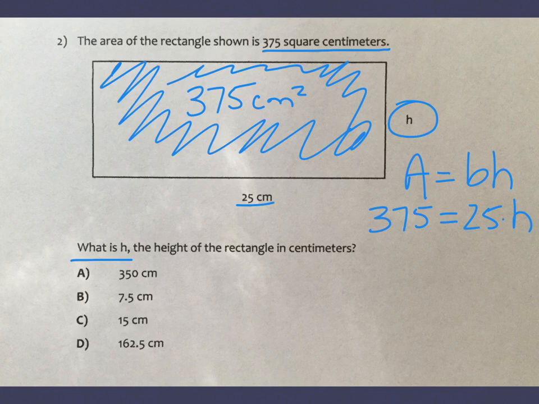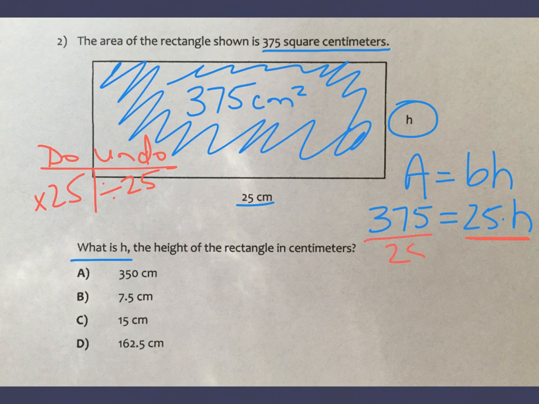375 equals 25h. So to solve like any other equation, we're going to draw up a do-undo t-chart. What's happening to the variable in our equation right now? Well, it's being multiplied by 25. So the inverse operation to isolate our variable is to divide by 25. We will divide both sides of our equation by 25. We know that 25 divided by 25 is 1, leaving us with 1h, or h, all by itself.